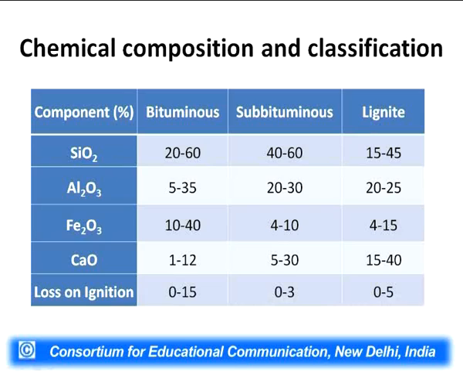It mainly depends upon the type of coal, because we all know that coals are of 3 different types: bituminous, subbituminous, and lignite. So, depending upon the type of coal we are using for that particular industrial process, whether it's a thermal power plant or any other industry, the components are decided. If it is bituminous, then the silica content varies between 20 to 60%.